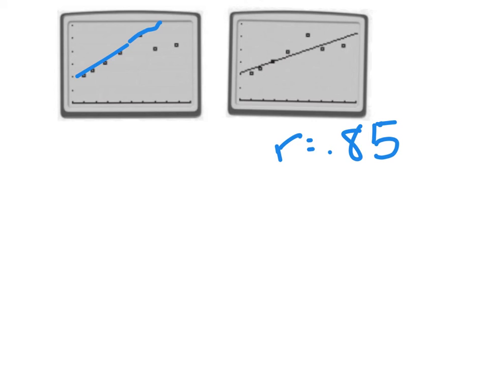So that's how you run a regression. Practice it a few times and remember to be very detailed in typing in those numbers so you don't make any mistakes.